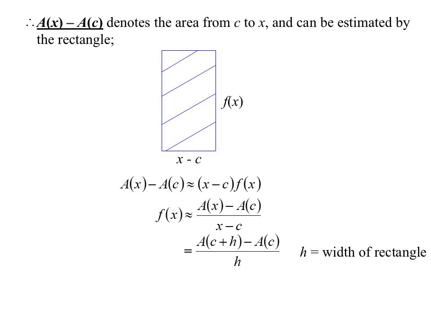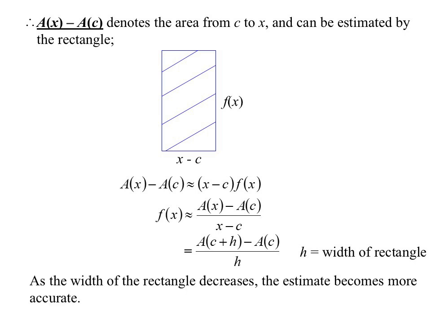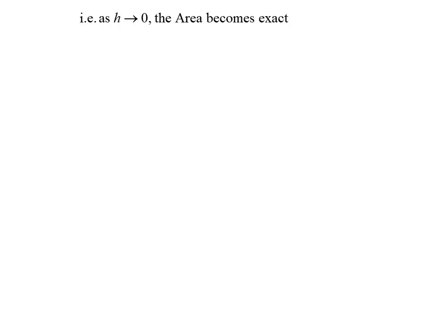If I change that to h, I could now say this is the area function when I substitute in whatever c was plus the width of the rectangle, minus A(c). And that looks very familiar. What we say is, as the width of the rectangle decreases, so as that h gets smaller and smaller, the estimate becomes more and more accurate. In other words, as h approaches 0, as that width gets smaller and smaller and smaller, that area is going to become exact.